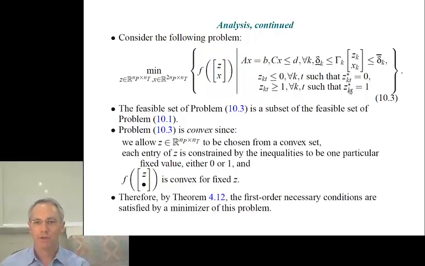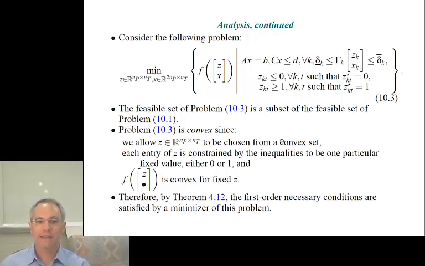Notice that this problem doesn't actually help us to solve our unit commitment problem because it presupposes we know the solution. Nevertheless, it will help us with pricing. The feasible set of problem 10.3, the one I've just defined, is a subset of the feasible set of our unit commitment problem. Furthermore, that problem is convex because we're now allowing little z to be chosen from a convex set. Each entry is constrained by the inequalities to be one particular fixed value, either 0 or 1, and we've also assumed that f is convex for fixed z.